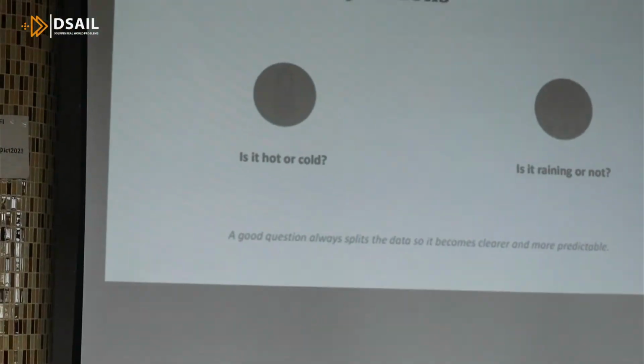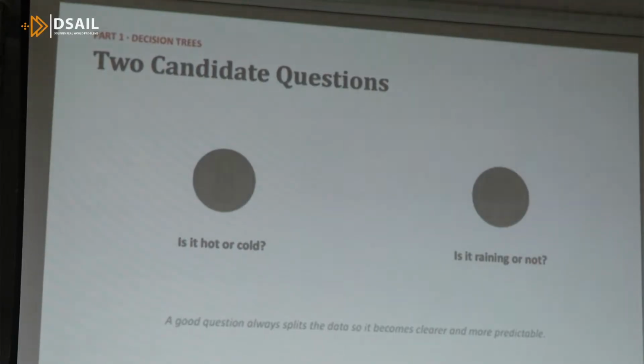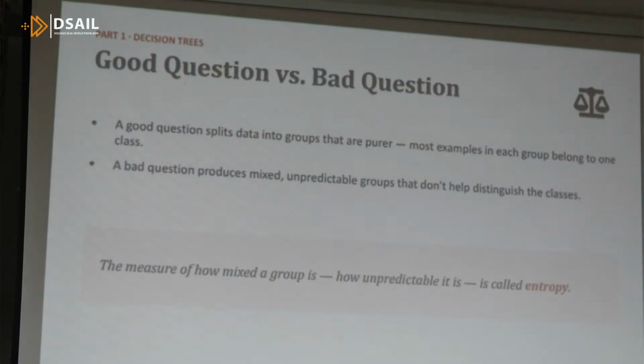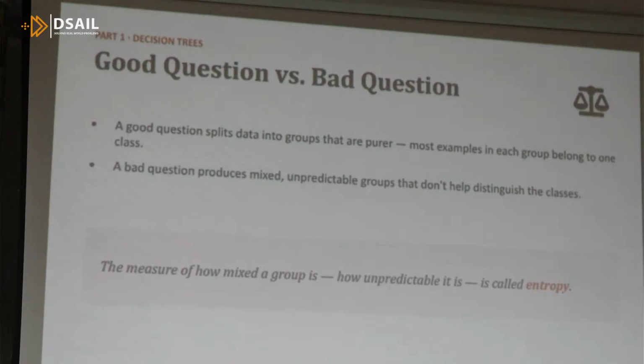So the question is, how does the tree learn to ask the best question optimally at each step? A good question splits data into groups that are purer. Most examples in each group belong to one class, as we have seen. A bad question produces mixed and unpredictable groups that don't help distinguish class. The measure of how mixed a group is, how unpredictable it is, how unclear it is, is called entropy. All together.